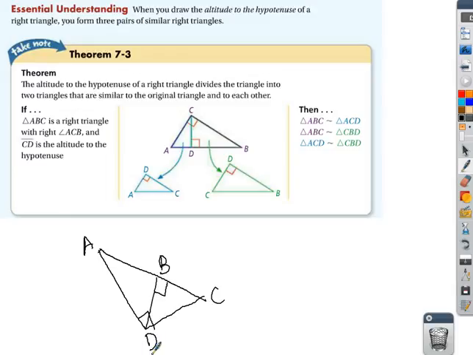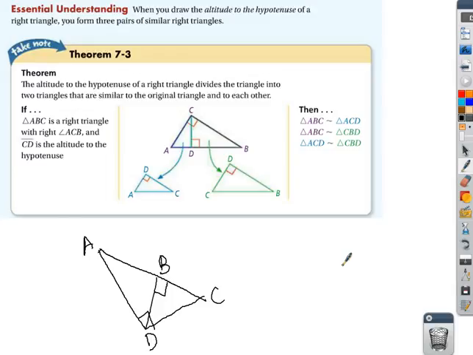So here's what I want you to do right now. I drew a little picture right here on the screen. In your mind, I want you to think which segment represents the altitude to the hypotenuse of triangle ACD. Think it in your mind. Did you think BD? Then you thought right. Does everybody understand what the altitude to the hypotenuse is?